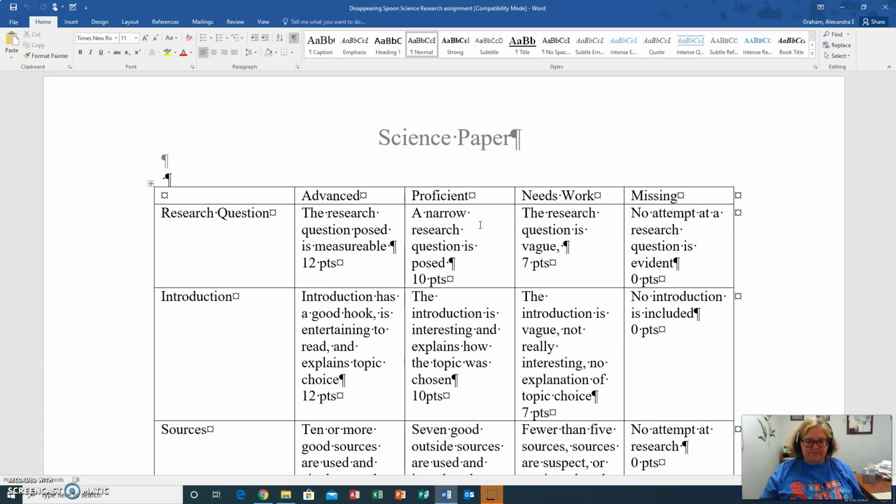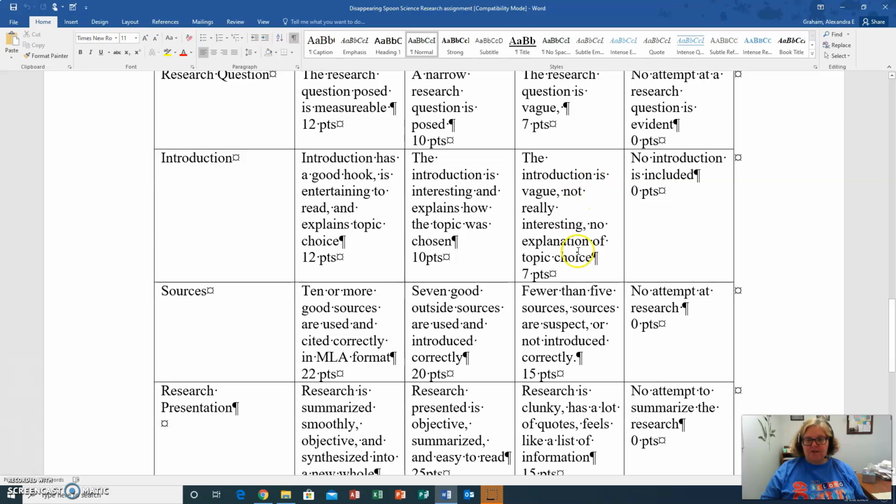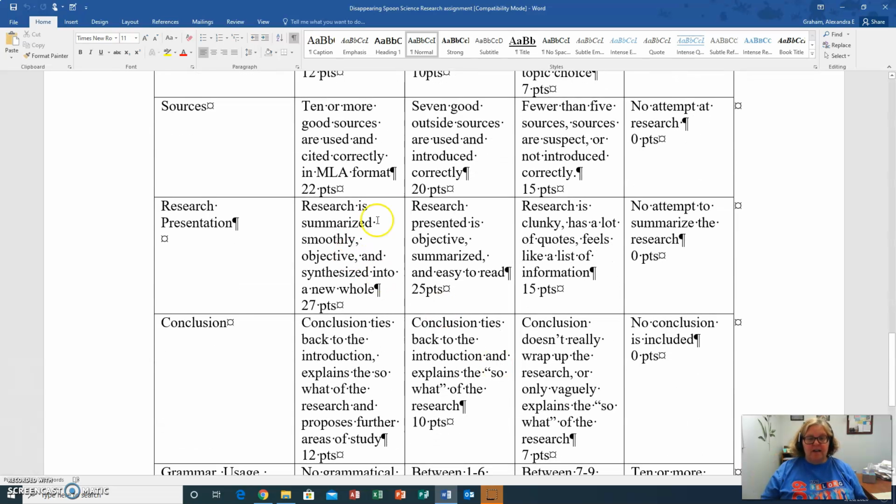The introduction should be interesting and explain how the topic was chosen. So it has to be both engaging and you have to explain how the topic was chosen. If you don't do both of those, you start losing points. Seven sources, they're used and introduced correctly. So again, the signal phrase: name of author, name of article, main idea, summary. The research presentation is objective, summarized, easy to read. The conclusion ties back to your introduction, back to why it's interesting, and answers the question and explains the so what of the research. So you have to do all of those things.